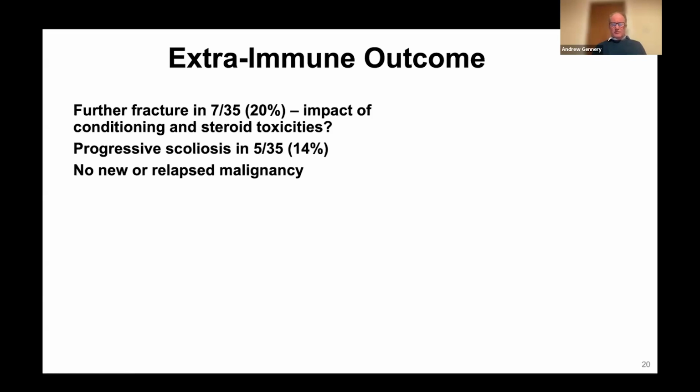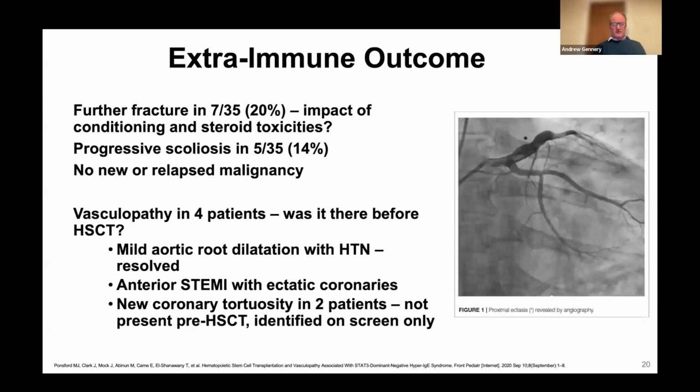And then probably, to my mind, one of the most important questions regarding transplantation is the vasculopathy. Certainly one of our patients, who was transplanted at 13, developed a myocardial infarction 10 years later, and you can see the angiography here, which was really quite typical of the vasculopathy that you would see in hyper IgE syndrome. But we hadn't done any imaging pre-transplant, so it's difficult to know whether this was pre-existing or whether it occurred despite the transplantation.